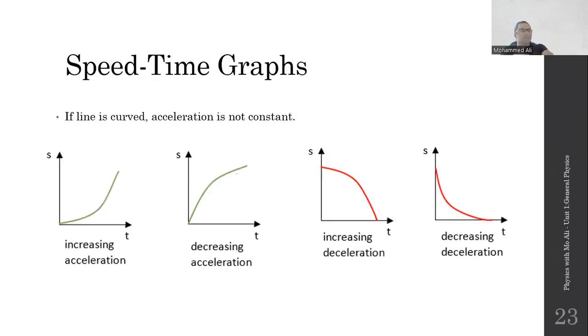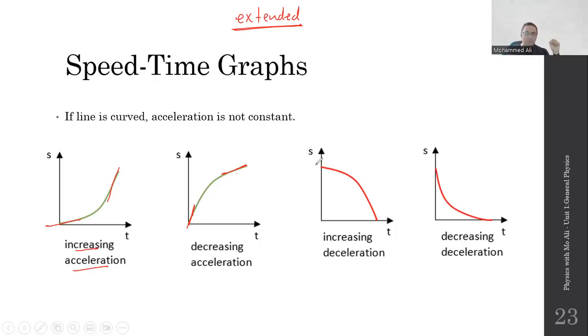What if the line is curved? This is an extended part. I seem to have forgotten to add these, or they're not showing up. So, what if the line is curved? Then it's not constant. What's not constant? Acceleration. If the slope of the line is increasing, like it's getting steeper, we call this increasing acceleration. If the slope of the line is decreasing and it's getting less steep, this is called decreasing acceleration.